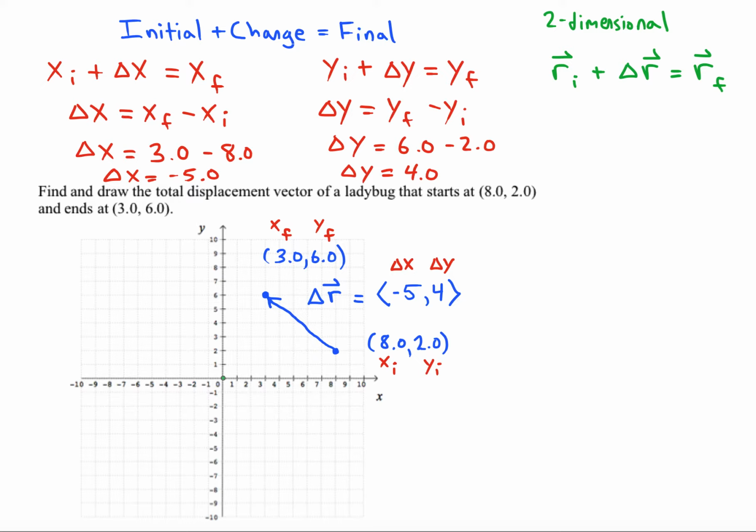Ri is what's called a position vector, which points from the origin to the initial point. This is Ri. Rf will be a position vector which points from the origin to the final location for the ladybug.